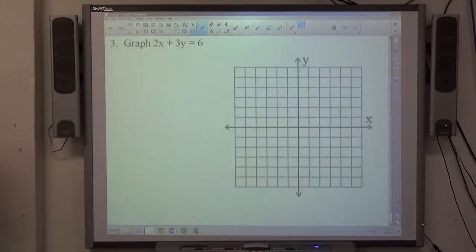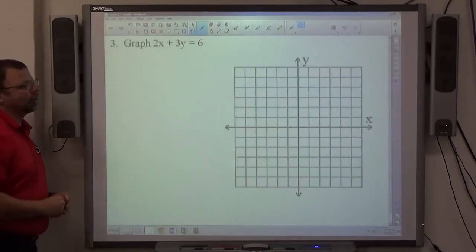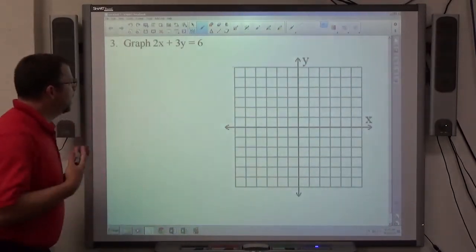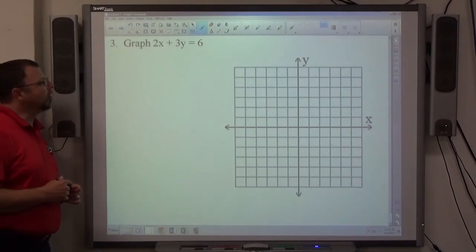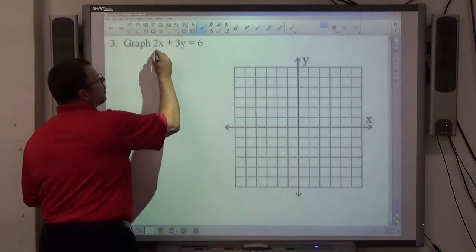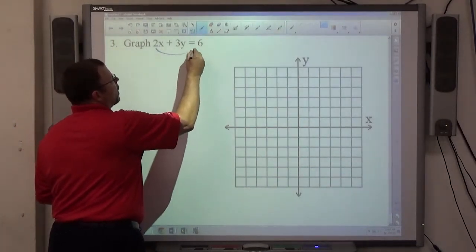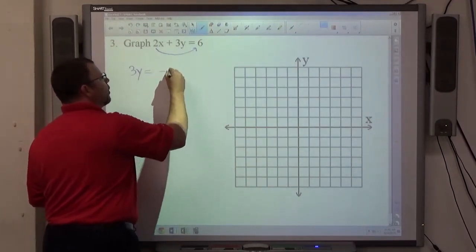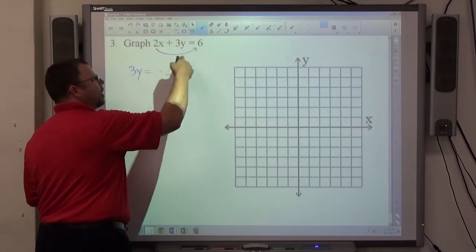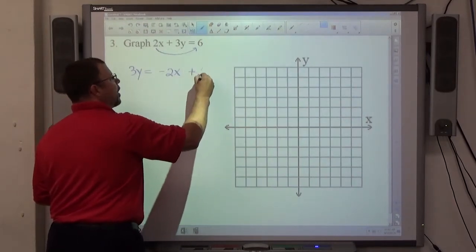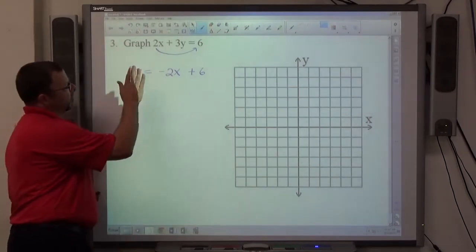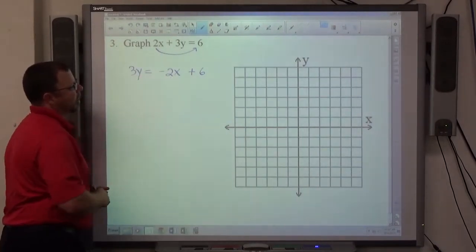Problem 3 asks us to graph an equation. This is a linear equation, 2x plus 3y equals 6. Anytime I want to graph a line, first step is to get y equals. First step of getting y equals is getting anything that's not y to the other side. So 3y stays right where it's at. I'm moving 2x from the left to the right, so it changes to a negative. 6 is staying right where it's at, so it stays positive. That's the structure I want in my equation every time: the y term equals the x term plus the constant.